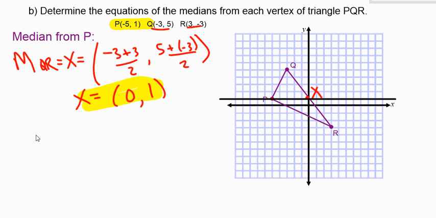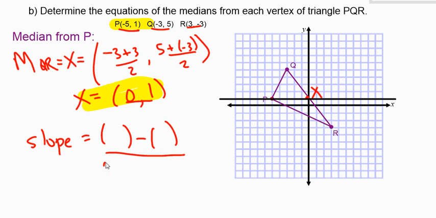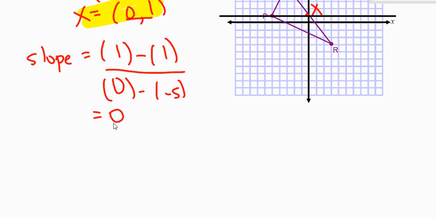To find the equation of any line, I need to know the slope, and I need to know a point on the line. So I've got 2 points on the line, and I'm going to use them to find slope. So y2 minus y1 over x2 minus x1. So I get a slope of 0. And again, if you look at your diagram, it's pretty sure it's a slope of 0.